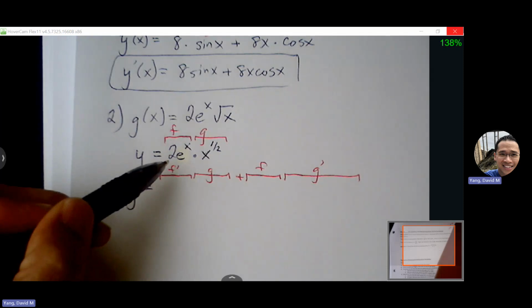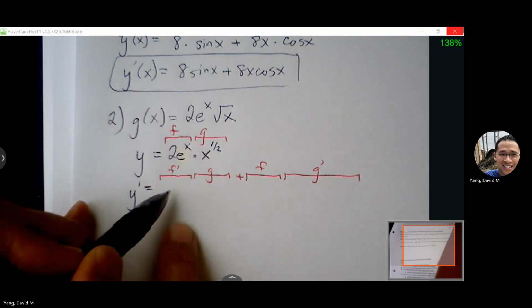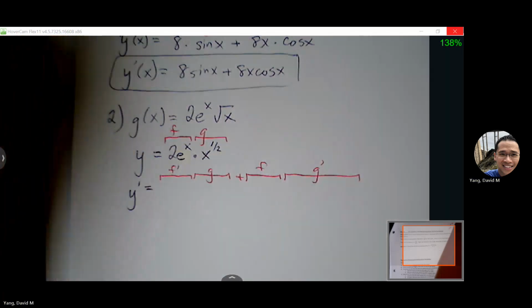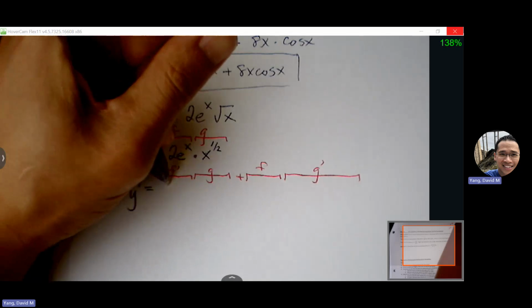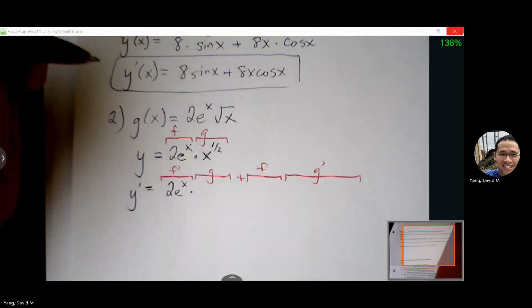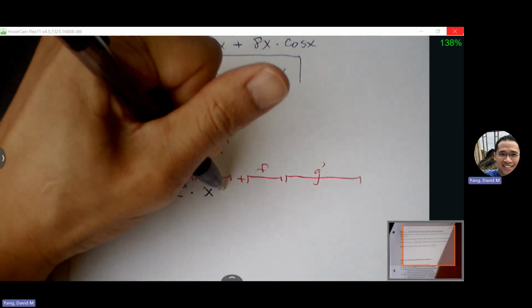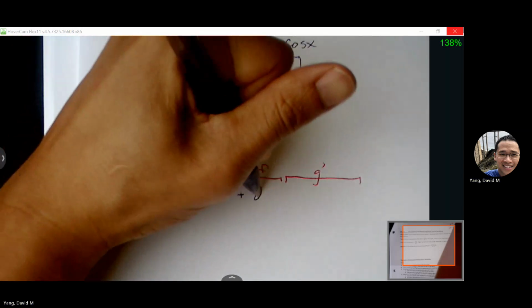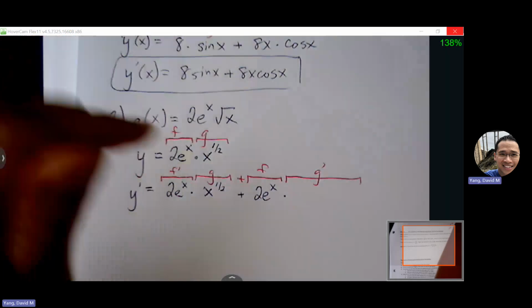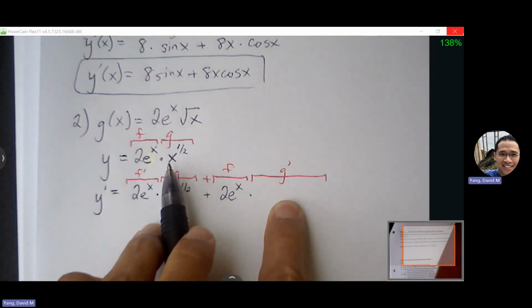Okay, 2e to the x. What's 2e to the x's derivative? Same, right? We know e to the x is just e to the x. G doesn't change. F doesn't change. Okay, G prime. What's the derivative of x to the 1/2?